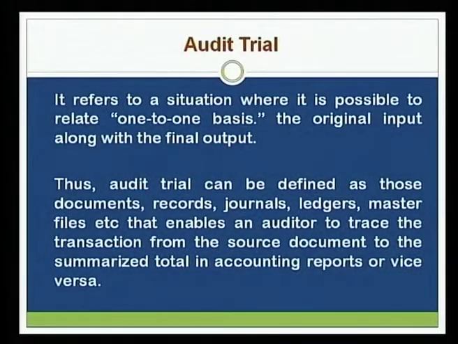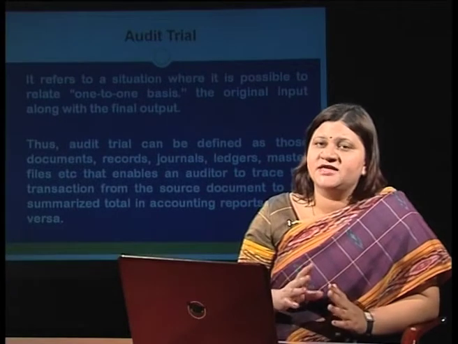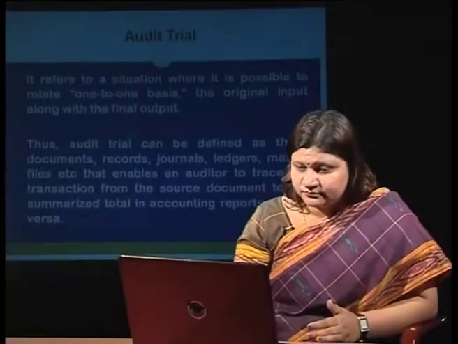Thus, audit trail can be defined as those documents, records, journals, ledgers, master files, etc. that enable an auditor to trace a transaction from the source document to the summarized total in accounting reports or vice versa. So, in a way, audit trail is a documentation of the data entry which has been passed, and it is a detailed transaction record. We will record it in a journal, we will have the ledgers of it. So, overall a one-to-one basis can be established for any transaction which is recorded in a computerized system.